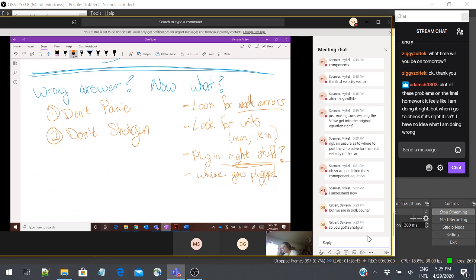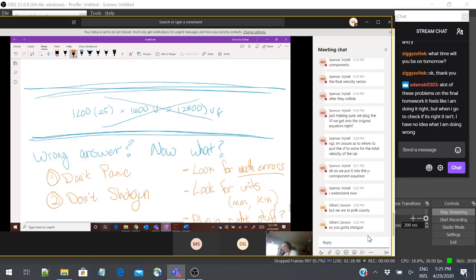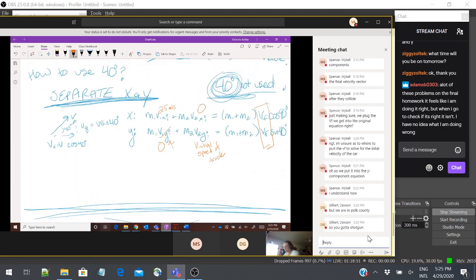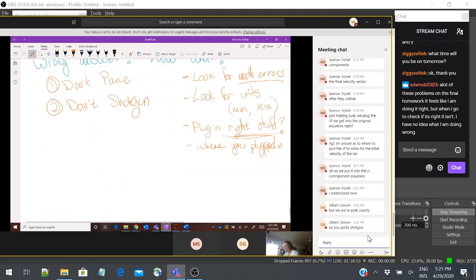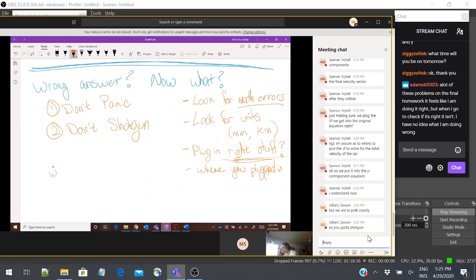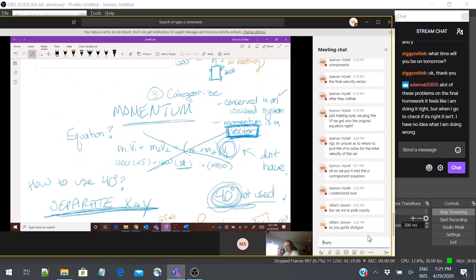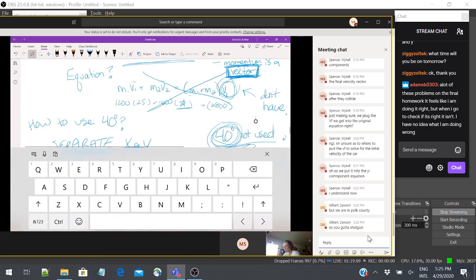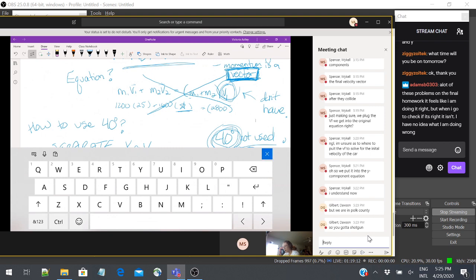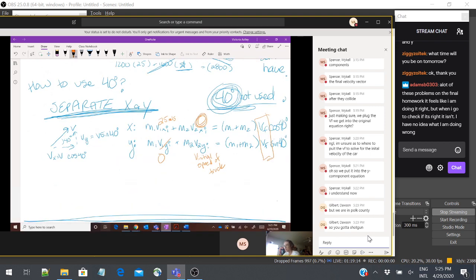Another thing that happens is, oh, you plugged in 25 for Y instead of X. So one thing is to ask, why did I do that? Why did I choose to do momentum? Because it's a collision problem, that's usually momentum. Why did I choose to separate it into X and Y? Because momentum is a vector. Why did I plug this in as 0? Because it wasn't traveling in the X direction. Why did I do this random thing? I don't remember why I did that random thing.